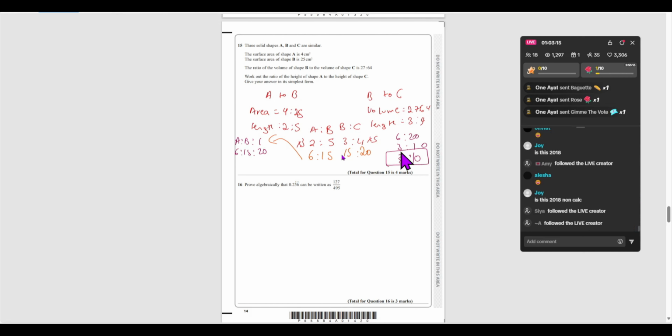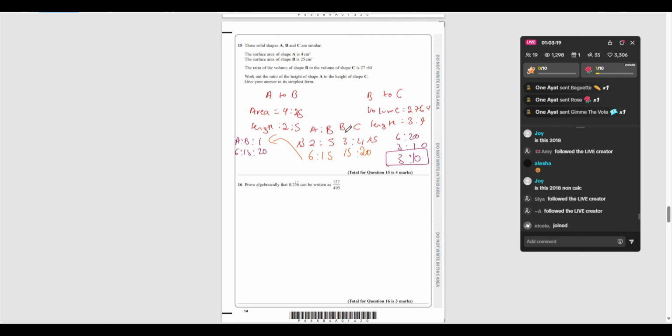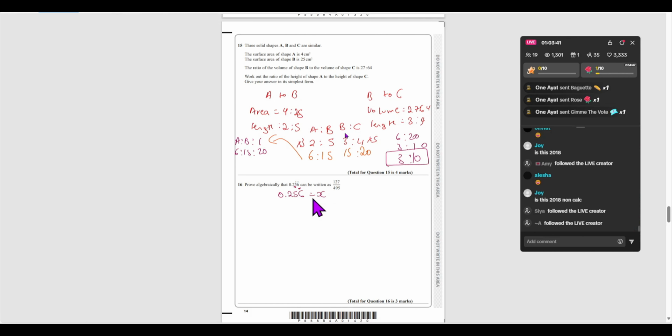Now we need to prove algebraically that 0.256 recurring can be written as 127 over 495. Okay? Now, this is the easiest question you could ever get. We can write 0.256, and these two are recurring, as x. We're just going to give it a variable. That's what it means when we are doing it algebraically.